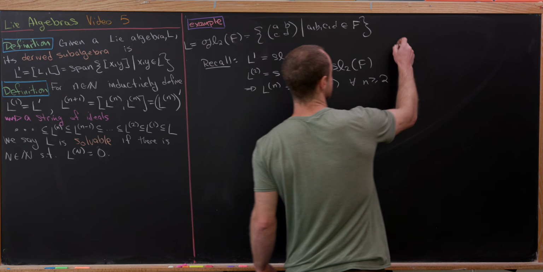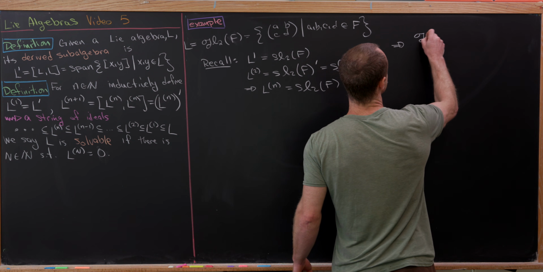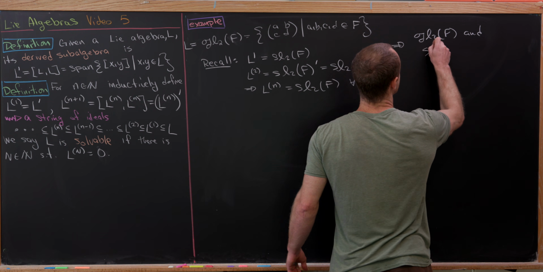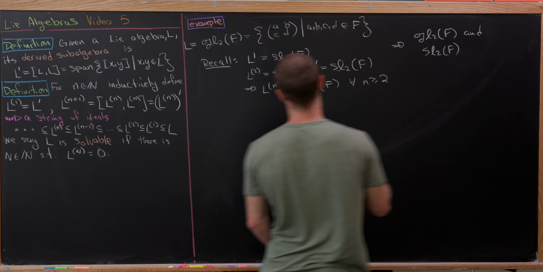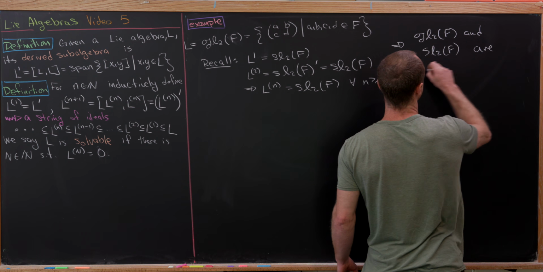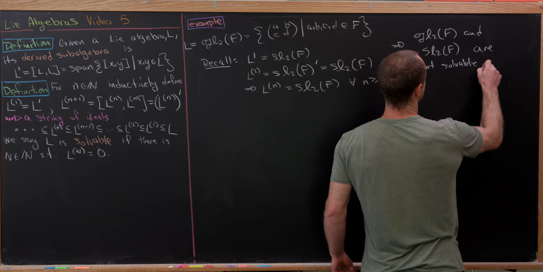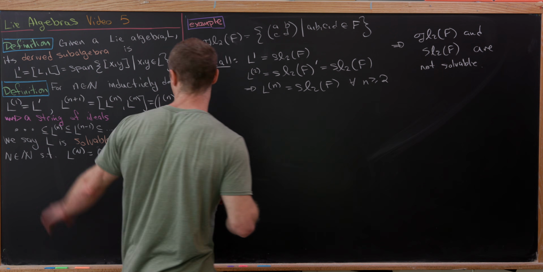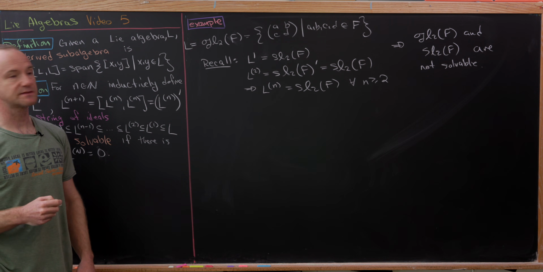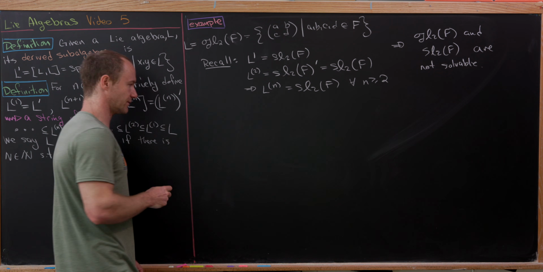So that tells us that GL2F and SL2F, if we just start like in the middle somewhere, are not solvable. Because again, the sequence of ideals here never truncates. Okay, well, let's maybe look at another example.